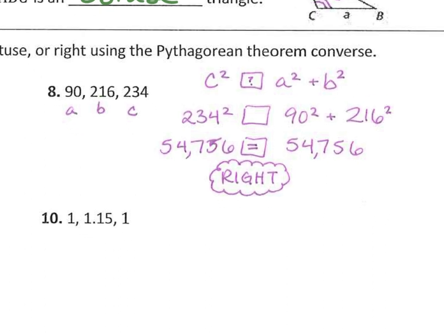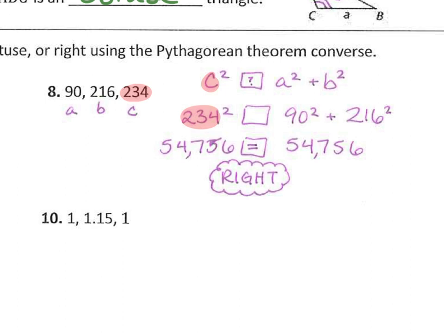Same thing in number 8. I looked for the biggest side length, C, and I made sure that one was the one by itself. And I evaluated both sides. These numbers were exactly the same. So I put an equal sign right here, which then means this is a right triangle because they're equal to each other.